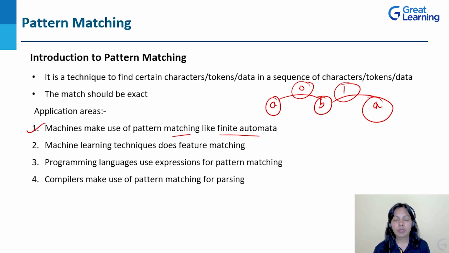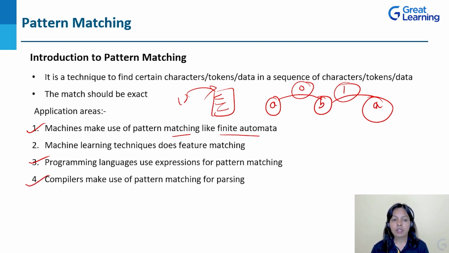Next, even in the machine learning field, the features are selected or found in the given data with the help of pattern matching. Third, various programming languages like Unix, Java, Python have the concept of expressions to perform pattern matching. If you want to look for certain data in a complete file, these programming languages provide a programming construct in the form of expressions to perform pattern matching and search for a given string in a file.